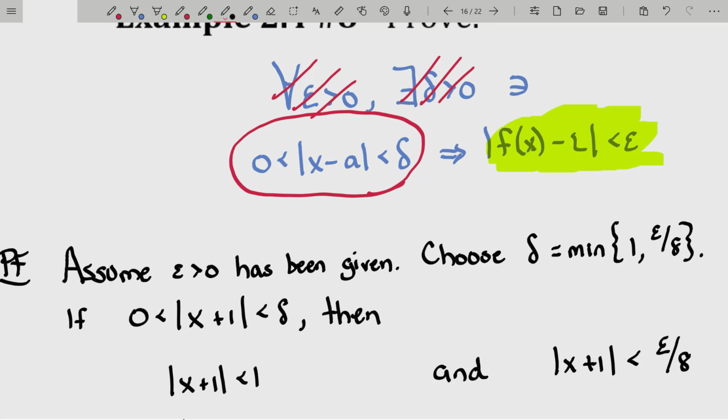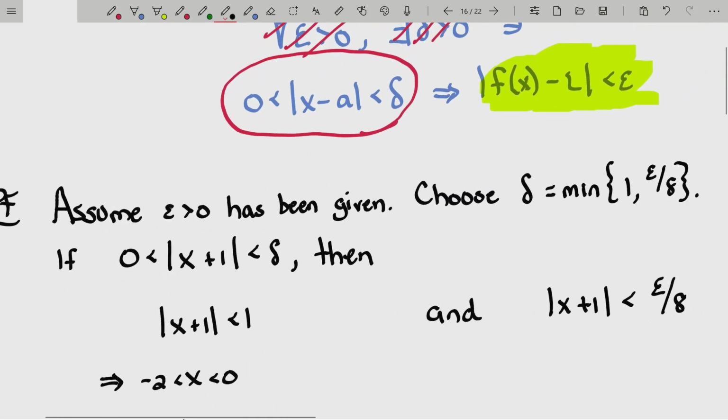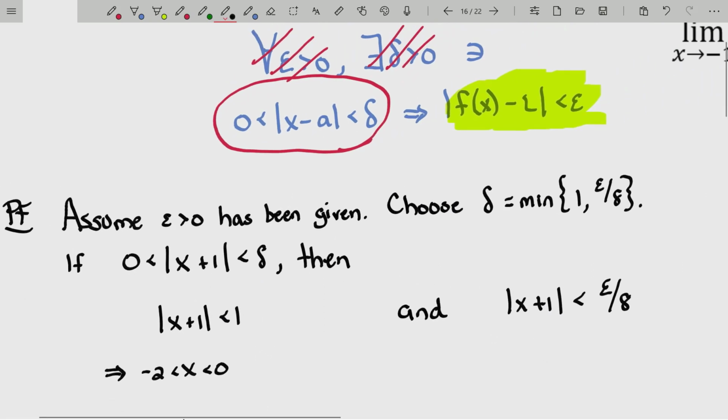And they say, why? And I say, because if x is really close to negative 1, and they say, how close? And I say, well, within a delta neighborhood of negative 1. Then I hope you, ladies and gentlemen of the jury, would agree with me that if the absolute value of x plus 1 is less than delta, then it has to be less than 1, and it has to be less than epsilon over 8. And they say, okay, after some thought, because they're not in calculus, so they may be a little bit lost, but it takes them some time, and they finally figure out, okay, yeah, I agree with you that both those conditions have to be true.